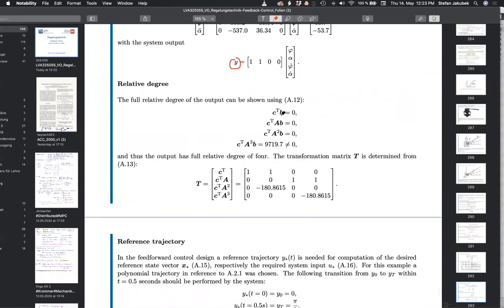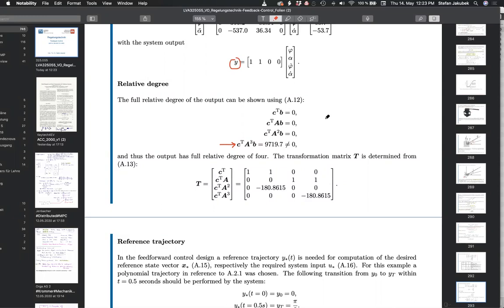So C times B is 0, C times A times B is 0, C transpose times A squared times B is 0. We have a fourth order system. So that expression needs to be different from 0, which it is. So very easily we arrive at our transformation matrix. So this is actually everything that we need.